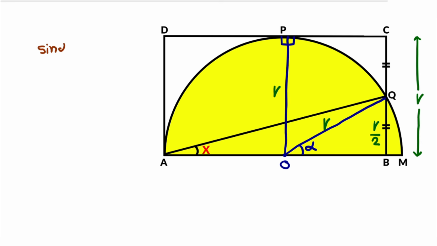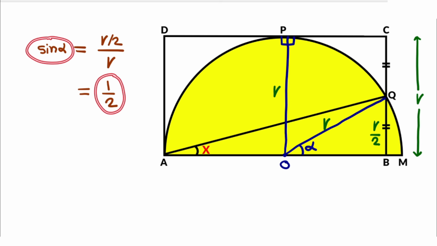So sine of alpha equals the quantity R divided by 2, divided by R, which simplifies to 1/2. And when the sine of an angle is 1/2, the angle is 30 degrees. So alpha equals 30 degrees.